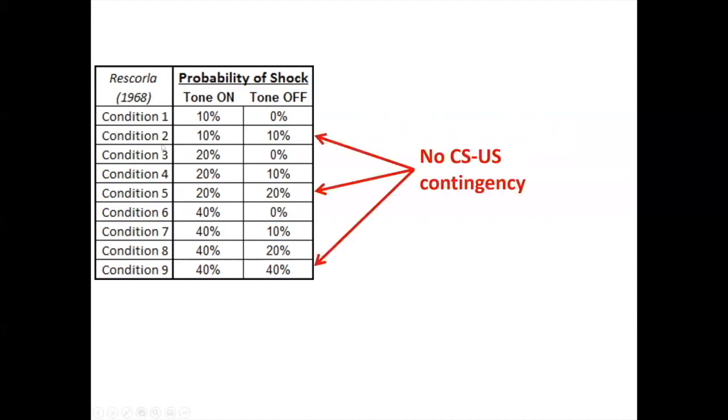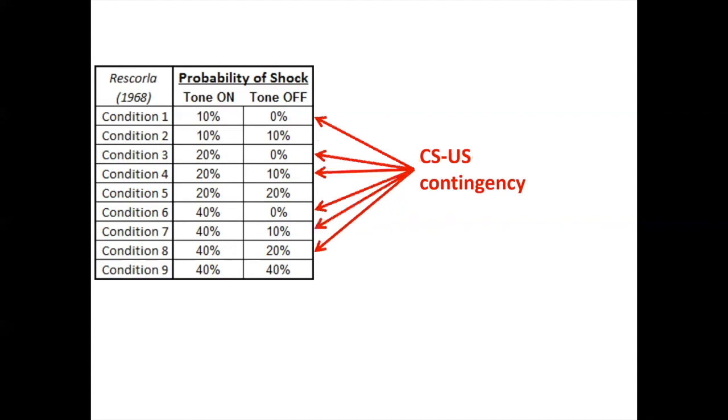Now, notice that in some of these conditions, the shock was just as likely to occur when the tone was off as it was when the tone was on, right? So, for example, in condition 2 here, a rat would experience a shock during 10% of the tone on intervals, but it also got shocked during 10% of the tone off intervals. So that means that the shock was not contingent upon the tone in that condition, right? In that condition, the presence of the tone did not indicate that a shock was any more likely. And as you can see here, there was also a lack of contingency between the tone and the shock in condition 5 and in condition 9.